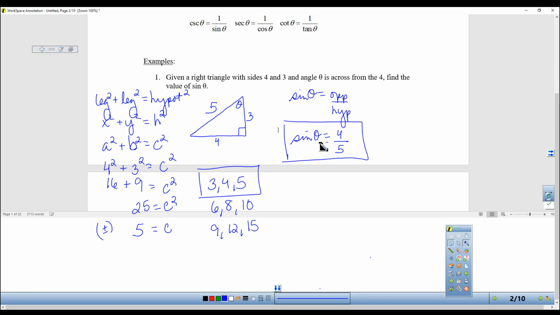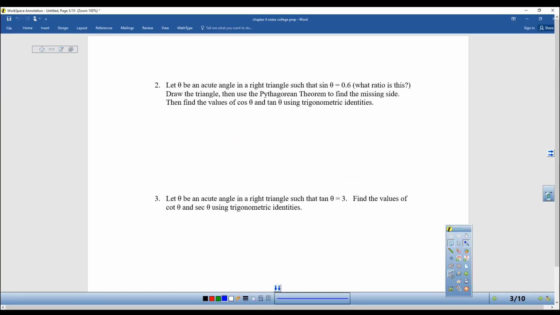So we pronounce the sine of theta is equal to 4 over 5. If you write the answer as 0.8, that's also correct. Number 2, let theta be an acute angle in a right triangle such that sine of theta is equal to 0.6. So they didn't give it to you as a ratio. They gave it to you as a decimal. But remember, that's pronounced 0.6, it's correctly pronounced 6/10, which is the same as 3/5. So I have some kind of theta, and I know that sine of theta is 3/5.